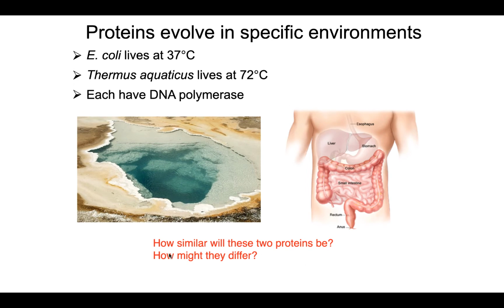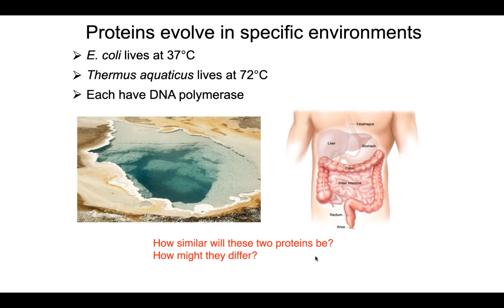So I have these two questions. How similar will these two proteins be, and how might they differ? Well, since the DNA polymerase from both Thermus aquaticus and E. coli came from the same common ancestor, those two proteins are homologous, and therefore they will be quite similar. They're both DNA polymerases, and they have to catalyze the production of DNA. But since they evolved in different conditions, they will be different. What might be a way in which they're different?